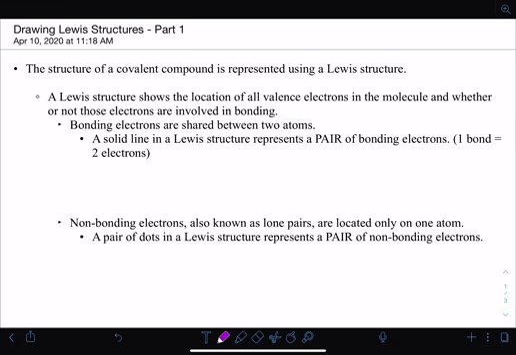So bonding electrons, or covalent bonds, are shared between two atoms. In a Lewis structure, we typically use a solid line to represent a pair of bonding electrons. So one bond, or one line, equals two electrons. One line is what we call a single bond, which contains two electrons. Two lines is what we call a double bond.